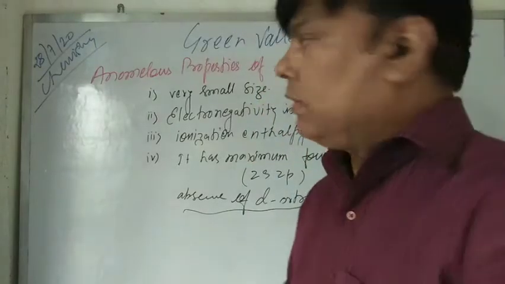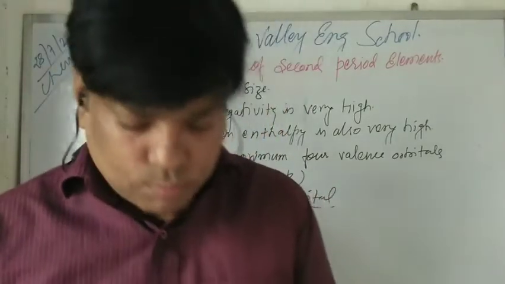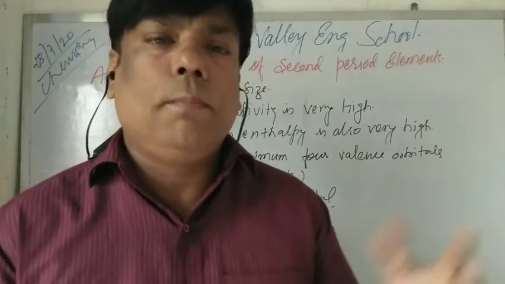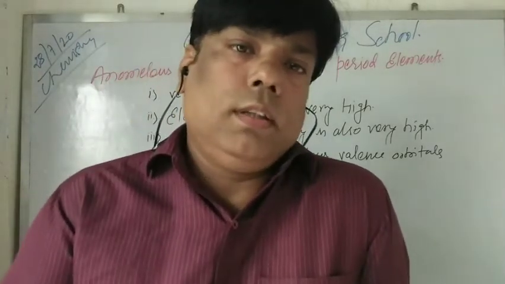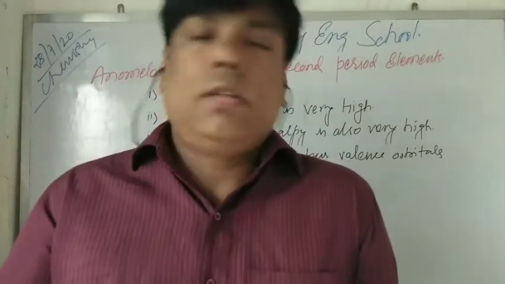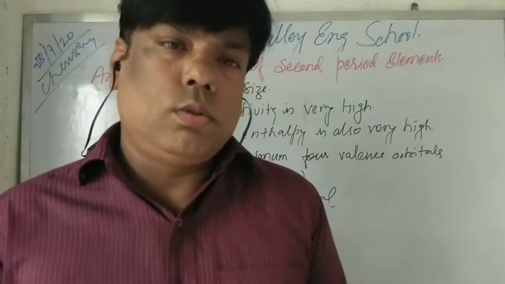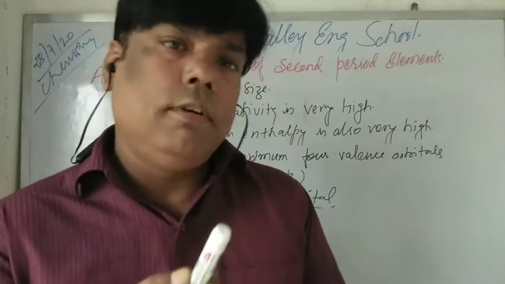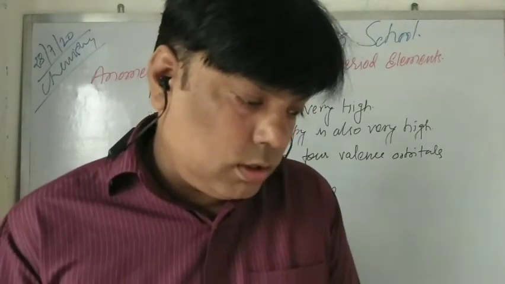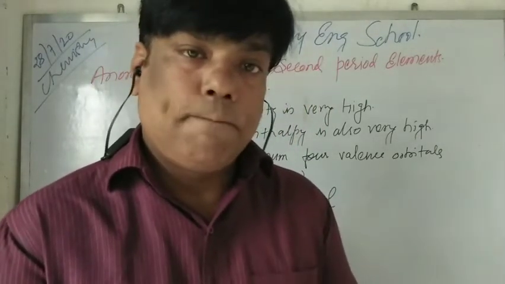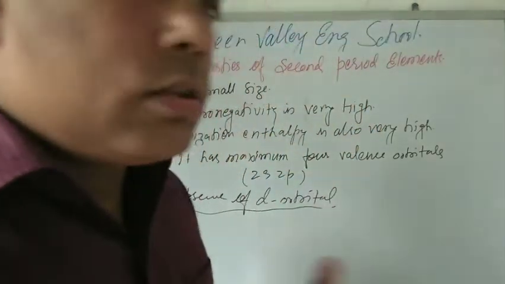For example, in case of first group, members are lithium, sodium, potassium, rubidium, cesium, francium. So lithium has different property than other members. Other members are very soft, like sodium is very soft. You can cut sodium with the help of a knife, but lithium is a hard material. So lithium shows different property than other members of this group. That is called anomalous behavior.